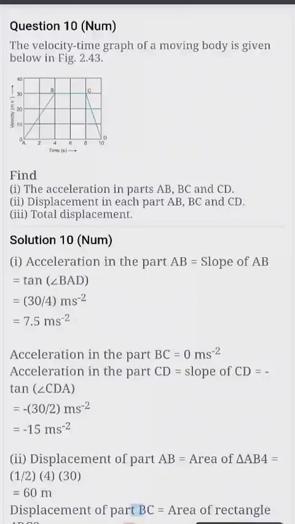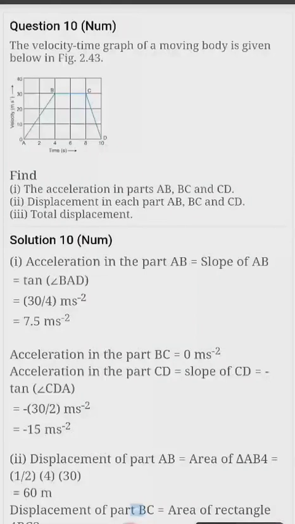And it is clear from the diagram that the speed is reducing. If speed is reducing, means it is retardation. Hence you are getting negative acceleration. Third part is the displacement in each of the part AB, BC and CD. So for displacement, you need to find the area.